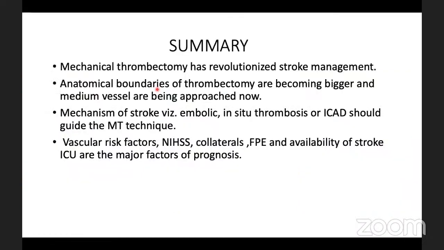Summarizing all these, mechanical thrombectomy has revolutionized stroke management, and the anatomical boundaries of thrombectomy are becoming bigger, and medium vessels are being approached now. The mechanism of stroke, whether it is embolic, an in situ thrombus, ICAD, a perforator ischemia, or a lacunar infarct, should be kept in mind while doing any interventional technique. The vascular risk factors are very important.